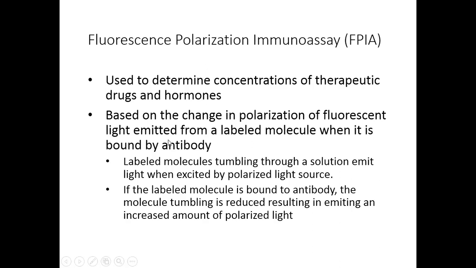For detection, we're going to again look for fluorescent light that gets emitted from a labeled molecule. But what happens is these antigens, when they're just free and floating in solution, they tumble. And as they tumble, when they're hit by a polarized light source, they emit light at a certain rate. When those labeled molecules get bound to antibody, they're bigger, they're clumsier, so they tumble less, but they actually increase the amount of polarized light that they emit. So the tumbling is slower, it's less, and they are allowed to emit more light.